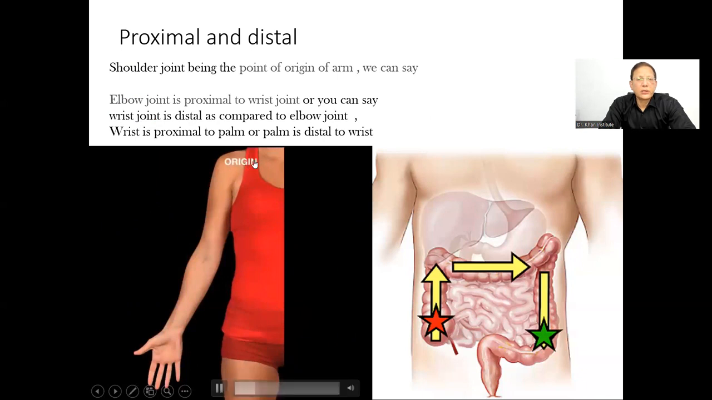Once again, showing the shoulder joint as the point of attachment or origin, we can say that elbow joint is distal to the shoulder joint, or it is proximal to this wrist joint. These are large intestinal loops. This is the point of origin, which is called ascending colon, then transverse colon, and finally distal descending colons.